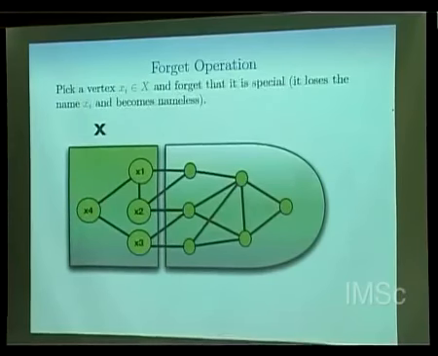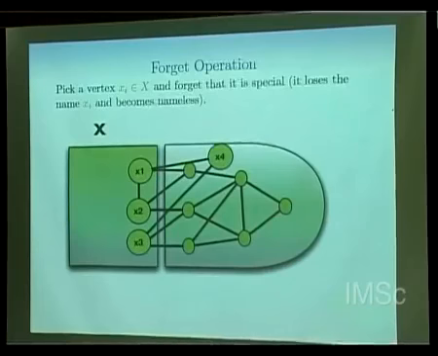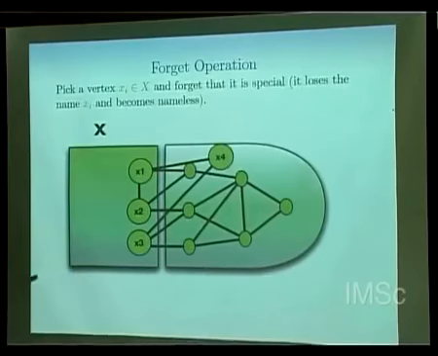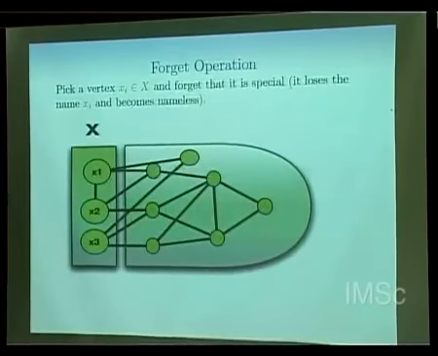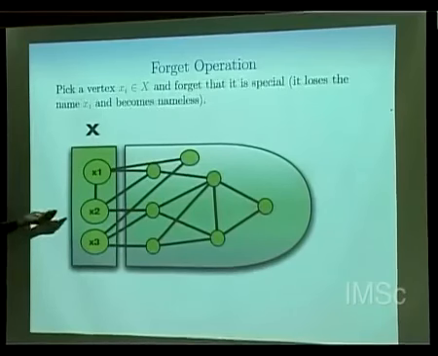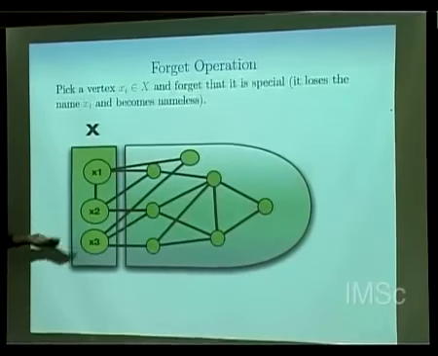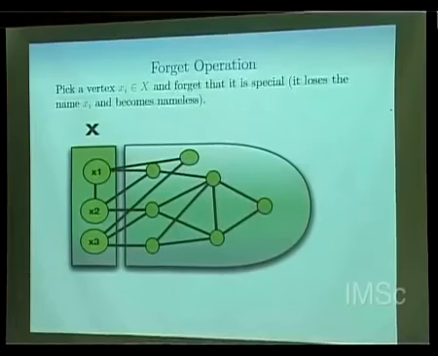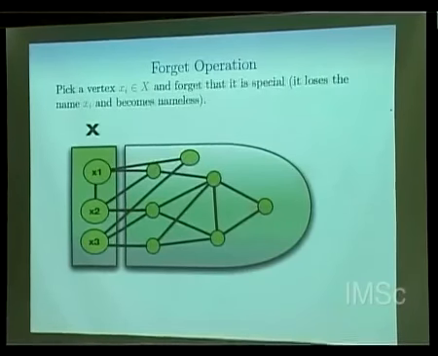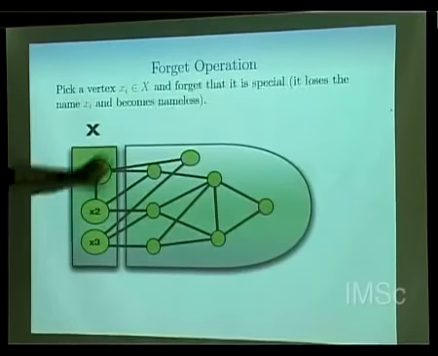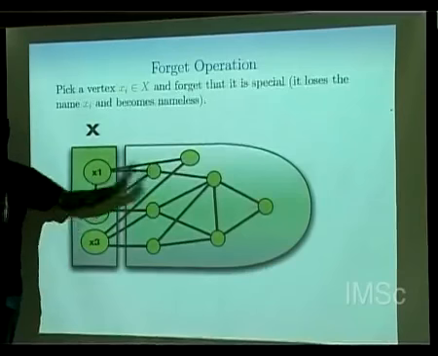For example, let's see how we can forget x4. It means I move x4 to the other side and I forget him. So now I have only x1, x2, x3 as a boundary, right? So this is what I mean by forgetting. You don't change the graph, you just take this vertex and unlabel him. Now you treat him like a normal guy, okay? Normal guy means the guy who does not have a label, and you remove him from the boundary.